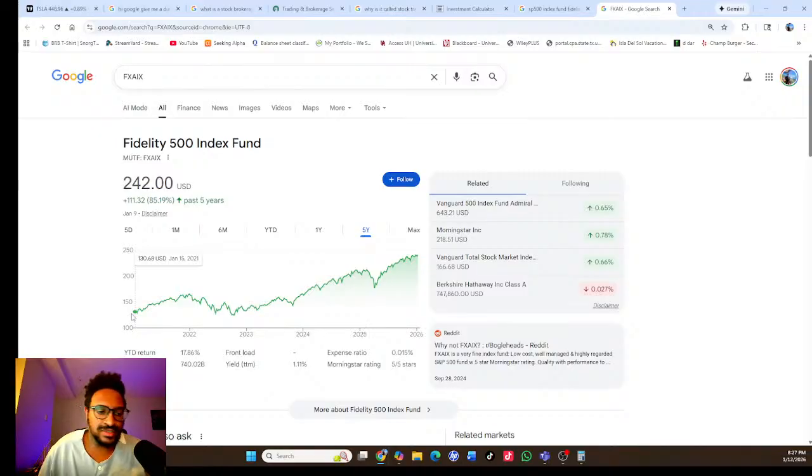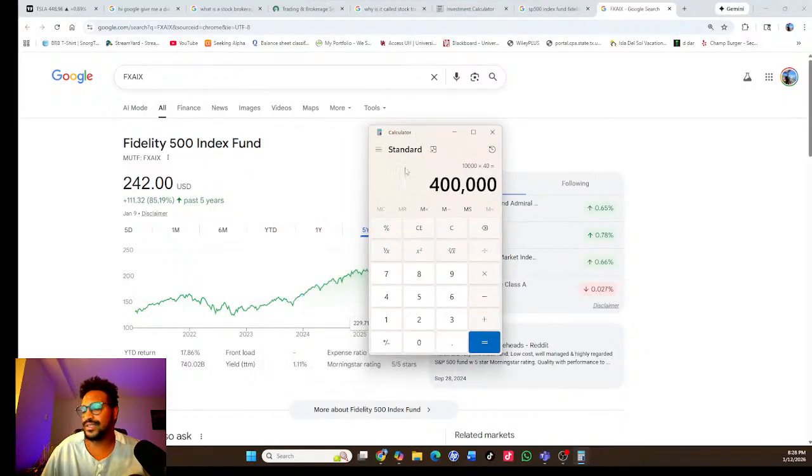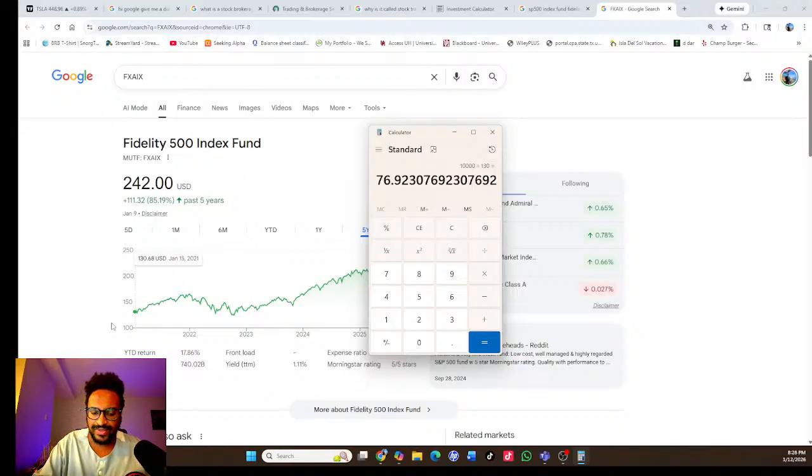if you bought this 5 years ago, today it would be worth almost double. It would have gone up $111. So let's just say 10 years ago, if you had put $10,000 divided by 130, you would have owned 76 shares of it.